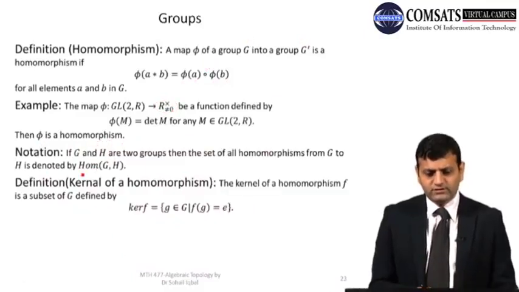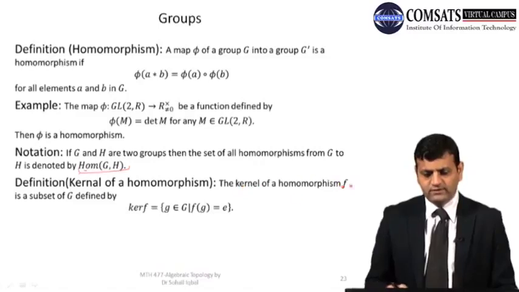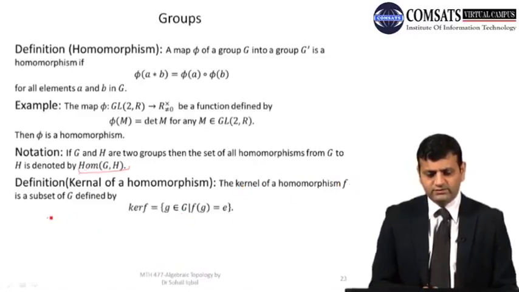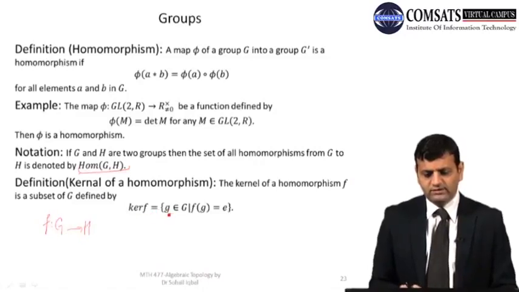So a notation that we'll be using very frequently is hom G H. If G is a group and H is a group, then the set of all homomorphisms from G to H is denoted by hom G H. So the kernel of a homomorphism F from G to H is the set of all elements g belonging to capital G such that F of g is equal to the identity. In other words, we are considering all those elements of G that are mapped to the identity element of H.